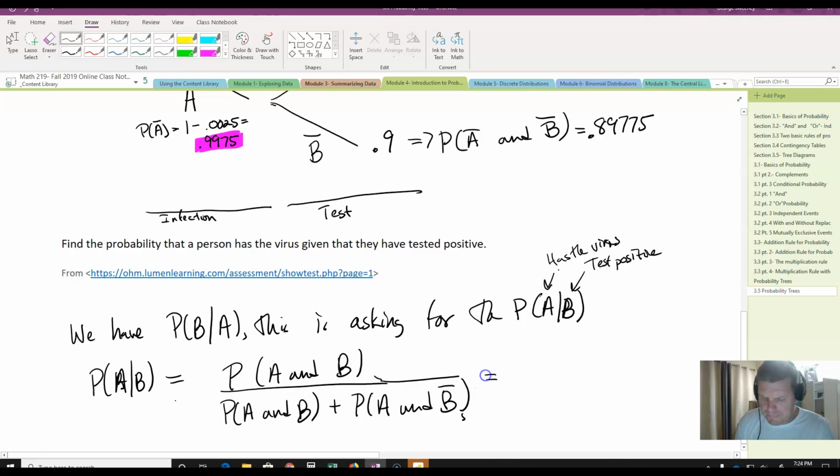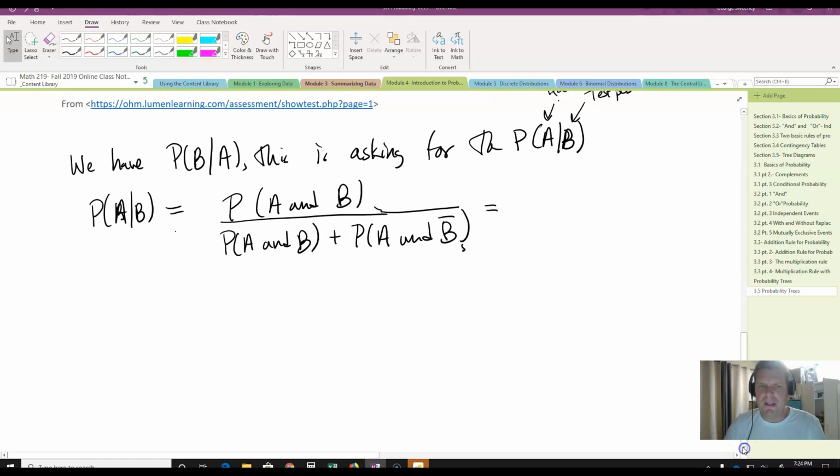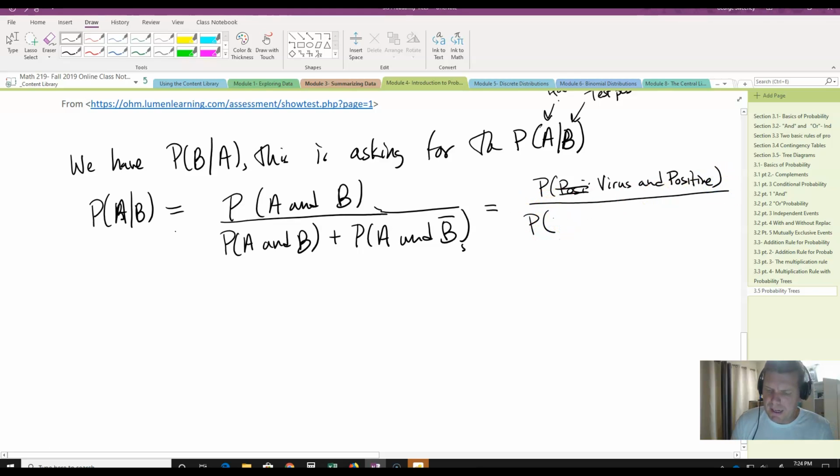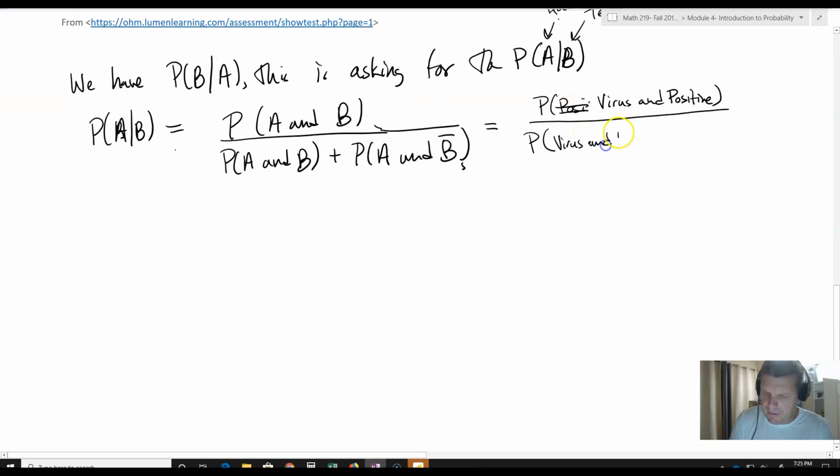So on the one hand, the probability of A and B, okay, that's the probability that we're looking for. This is positive and virus. Actually, let's write it out as virus and positive. So that's what I'm looking for. That's my desired result. And I'm going to divide that by the probability that somebody has the virus and positive, and also plus the probability of no virus and positive.